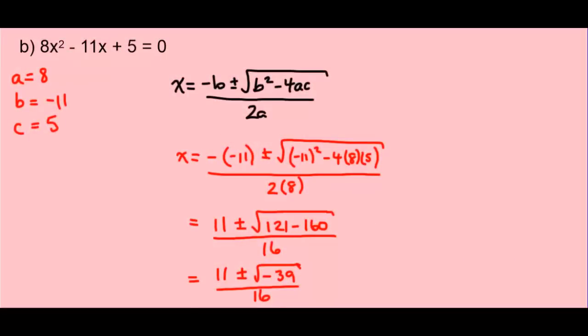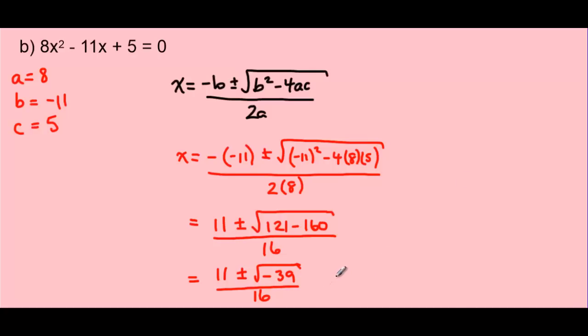Alright, here's the solution to example B. 8x squared minus 11x plus 5 equals 0. Just a word of caution here when entering in your numbers. We have an interesting situation where our b value is negative. So don't forget in our quadratic formula when you have negative b, that means it's negative 11, or it ends up being positive 11.